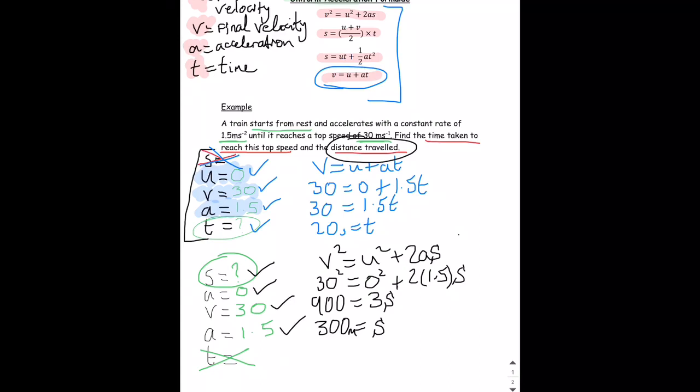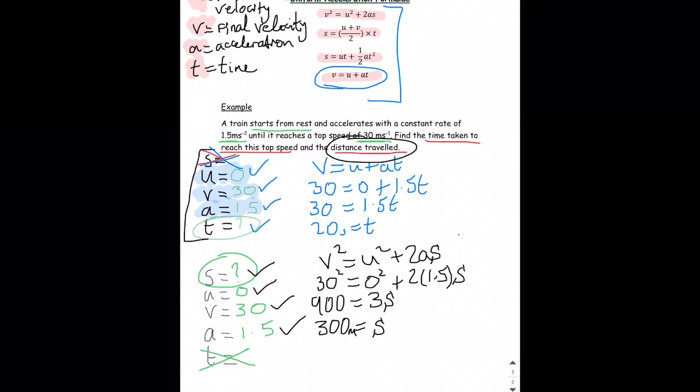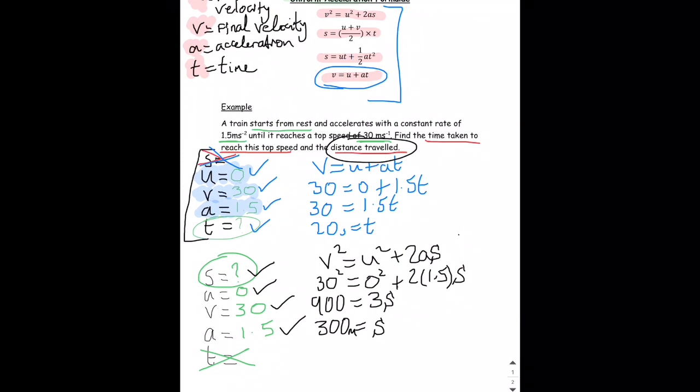Right, so continuing on this, finding out what our S, U, V, A and T is, or which ones we are interested in. You'll have some information in the question, and you'll want to find one out, and then you just use the most appropriate formula of those 4 at the top.